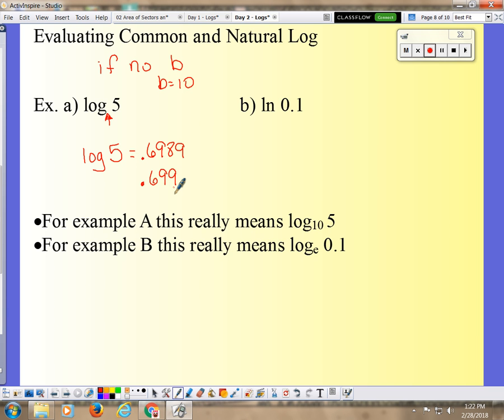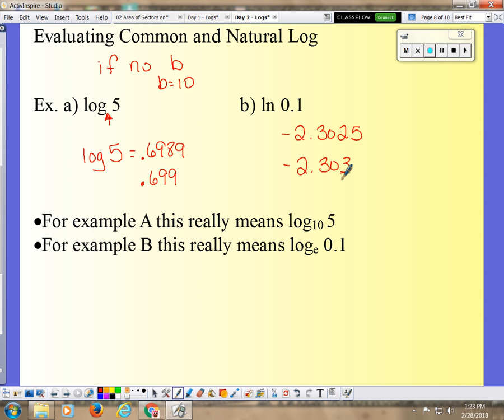Natural log. Natural logs are taught when we're talking about E. A lot of you on your calculators will see that you have an E button. Natural log and E go together. So when I take the natural log, all you have to do is hit the LN button on your calculator, type in 0.1, hit enter, and you will get a negative 2.3025. So to round that properly, that will be negative 2.303.